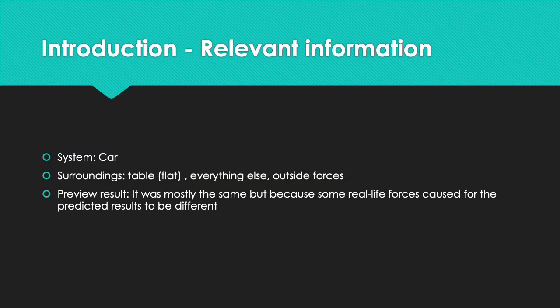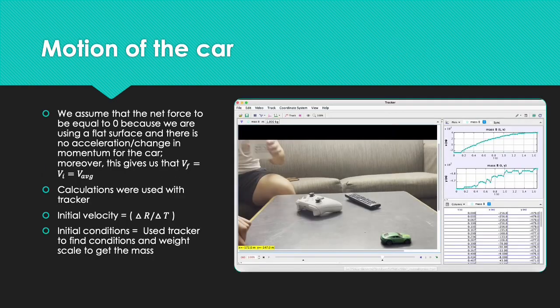Okay, so for the next slide, an introduction for relevant information. My system was my car, that little Hot Wheels car that I used. My surroundings is a table, a flat surface, and everything else like outside forces. And just a little hint of my preview result: it was mostly the same, but some real life forces caused the predicted results to be a little bit different, which we figured would happen.